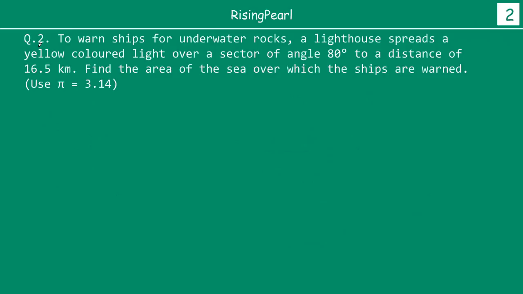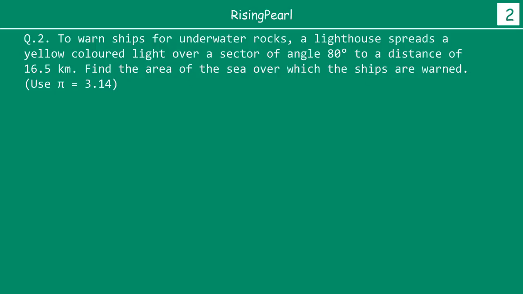So this is question number 2, and immediately we notice there is no figure or diagram given to us. So let's read the question. To warn ships of underwater rocks, a lighthouse spreads a yellow colored light over a sector of angle 80 degrees to a distance of 16.5 kilometers. Find the area of the sea over which the ships are warned, and use pi equals 3.14.